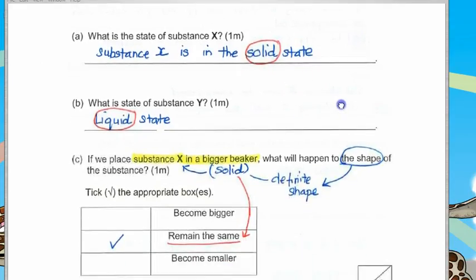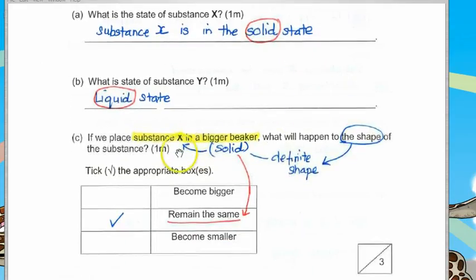Next, if we place substance X in a bigger beaker, now substance X is solid, we place it even in a different container, a bigger container, what will happen to the shape? We know that solid has definite shape. You don't mess with it, it will not change the shape. By just placing it in a bigger beaker, the shape will still remain the same.